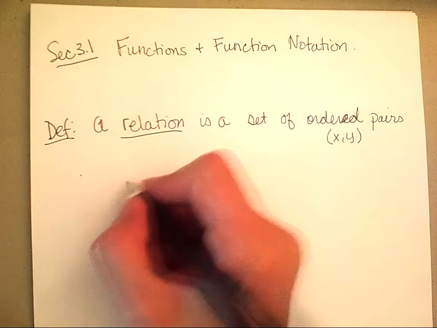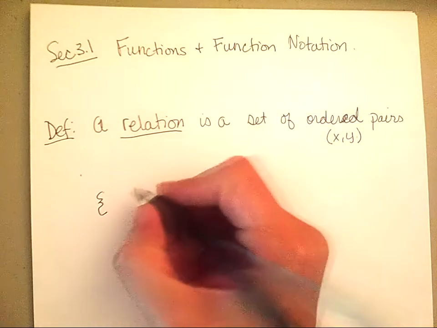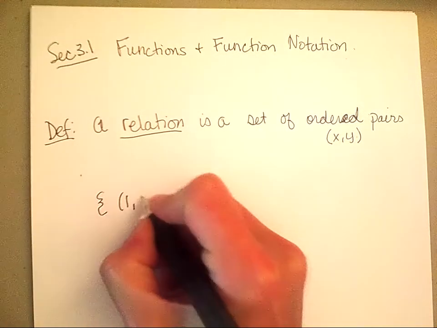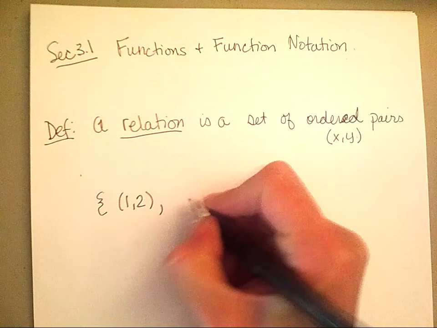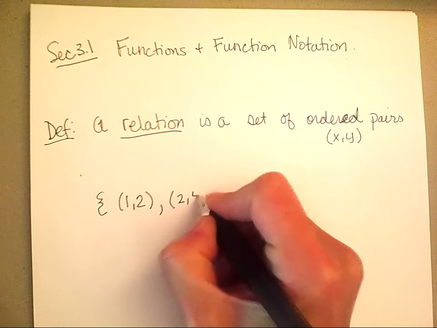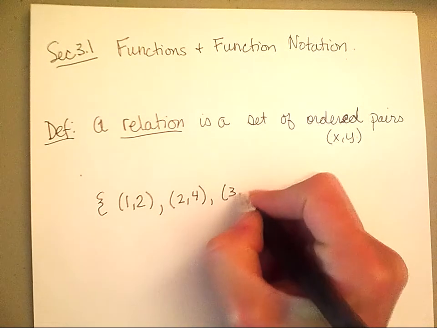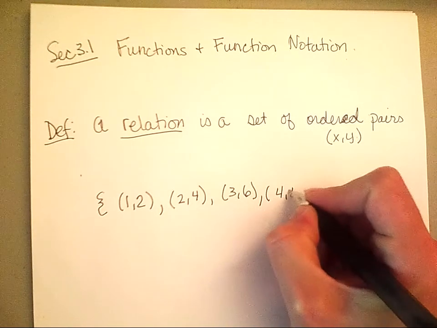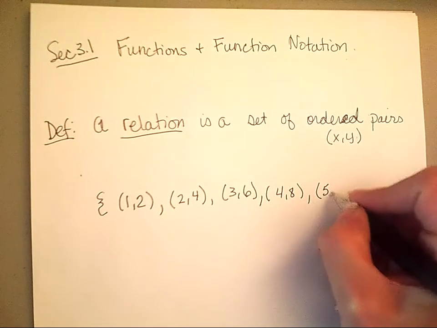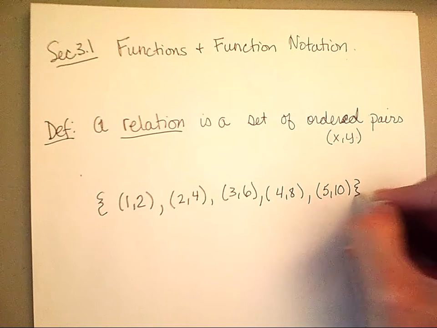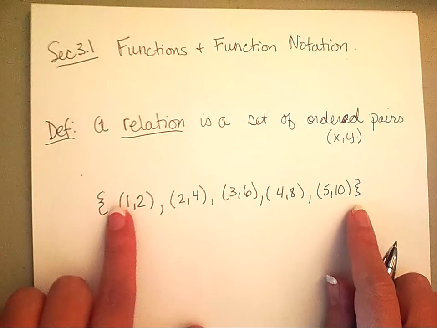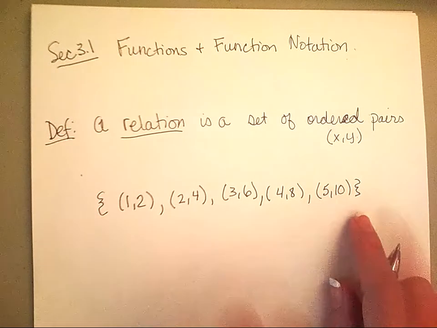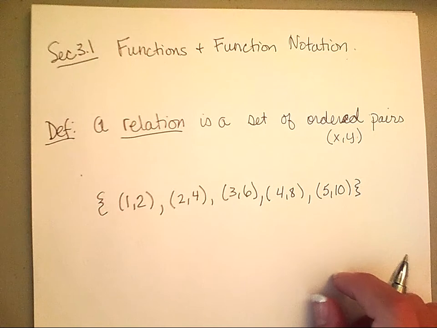So what do I mean by that? Well, a set, we can use our set notation. So let's say, for example, we have the ordered pair 1, 2, and then the ordered pair 2, 4, and the ordered pair 3, 6, and the ordered pair 4, 8, and 5, 10. Okay? So this is a relation. It's a set of 1, 2, 3, 4, 5 ordered pairs.